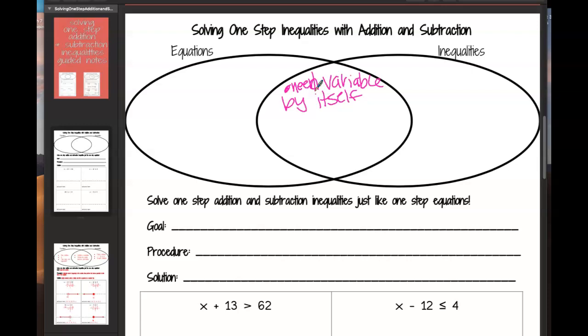Another way that they are alike is that you always do the opposite operation. So you solve using opposite operation.